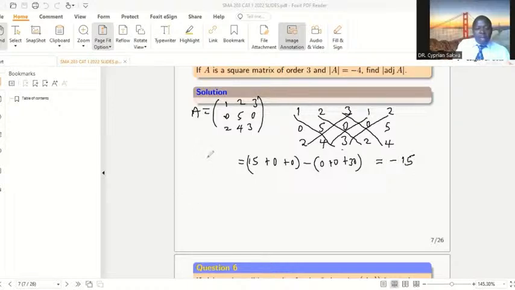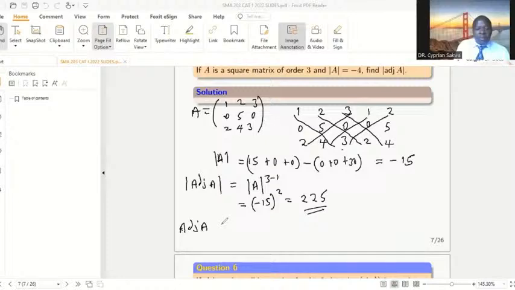So this is matrix A. What about the determinant of the adjoint of A? By the method I've just shown you, it would be the determinant of A raised to the order of this matrix minus 1. This is a 3 by 3 matrix, so it's order 3 minus 1. This means negative 15, because the determinant here is negative 15, raised to 2.